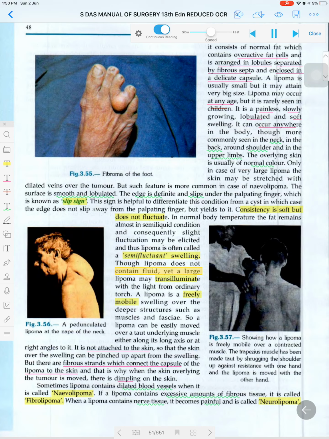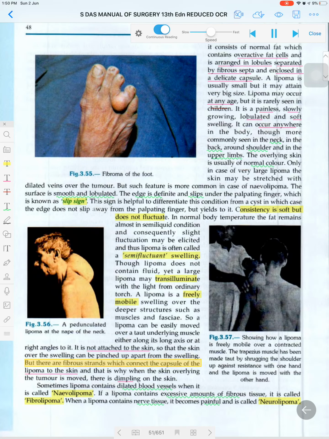Though lipoma does not contain fluid, yet a large lipoma may transilluminate with the light from an ordinary torch. A lipoma is a freely mobile swelling over the deeper structures such as muscles and fasciae. So, as in Figure 3.56, a pedunculated lipoma at the nape of the neck over a taut underlying muscle can be easily moved, either along its long axis or at right angles to it. It is not attached to the skin, so that the skin over the swelling can be pinched up apart from the swelling.